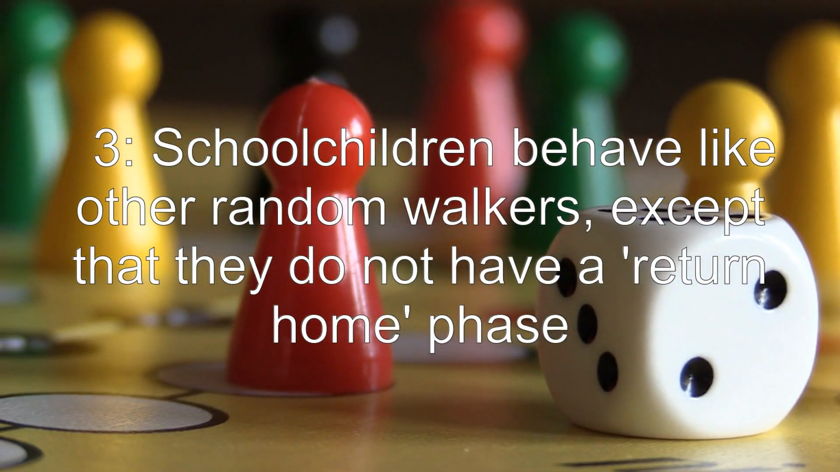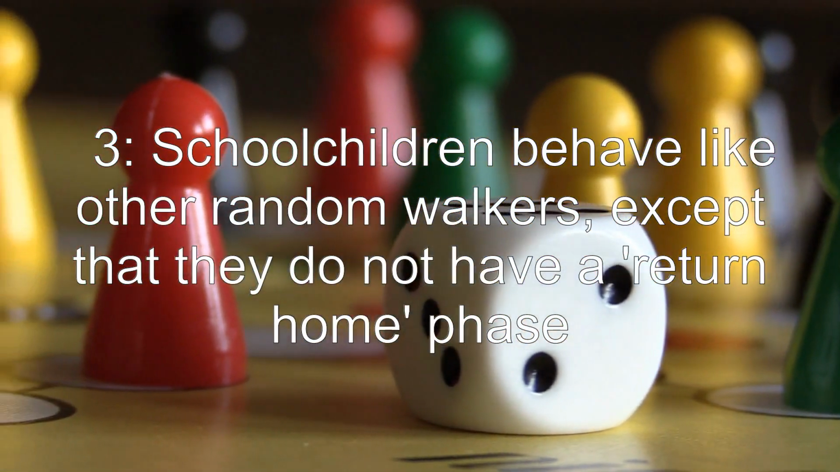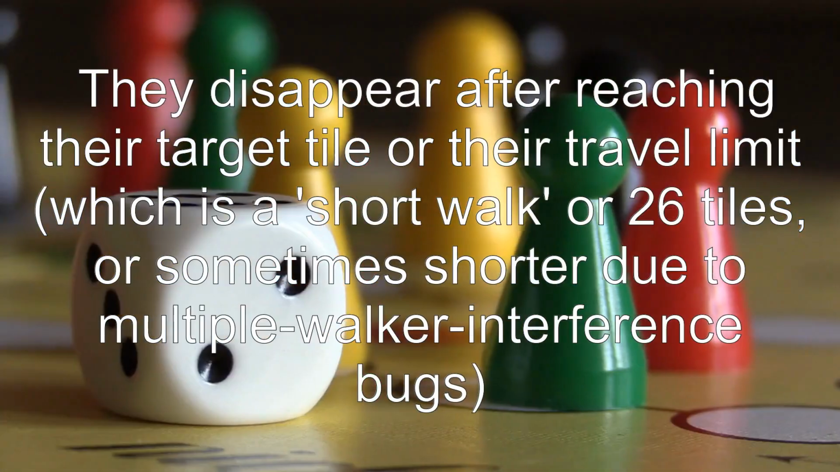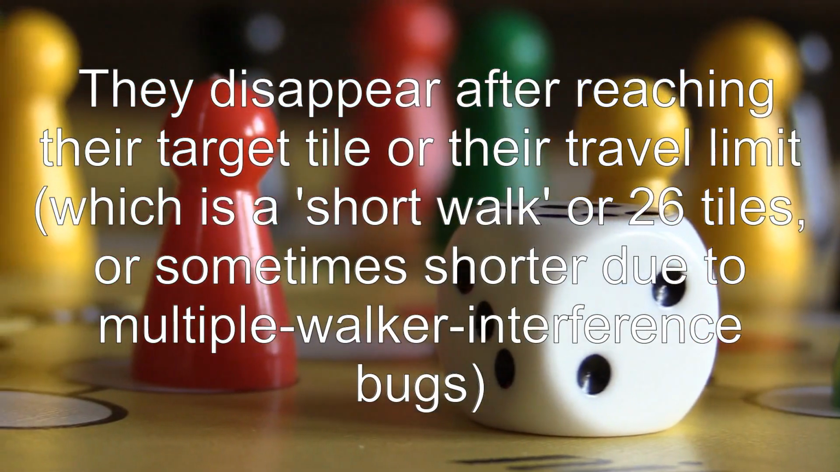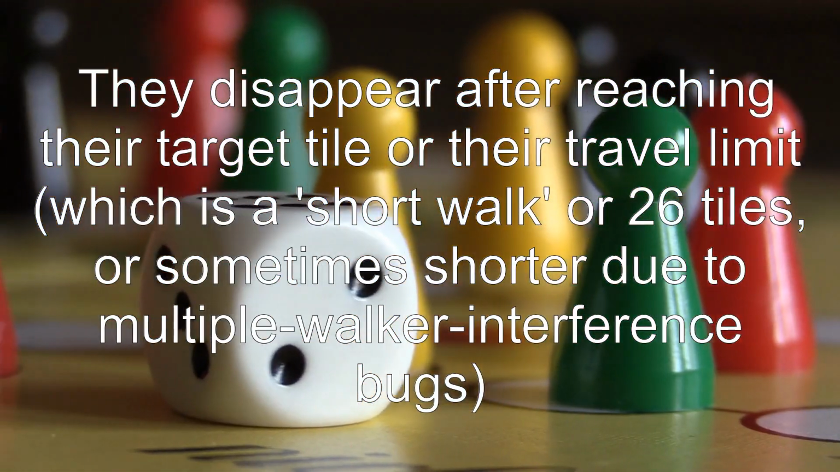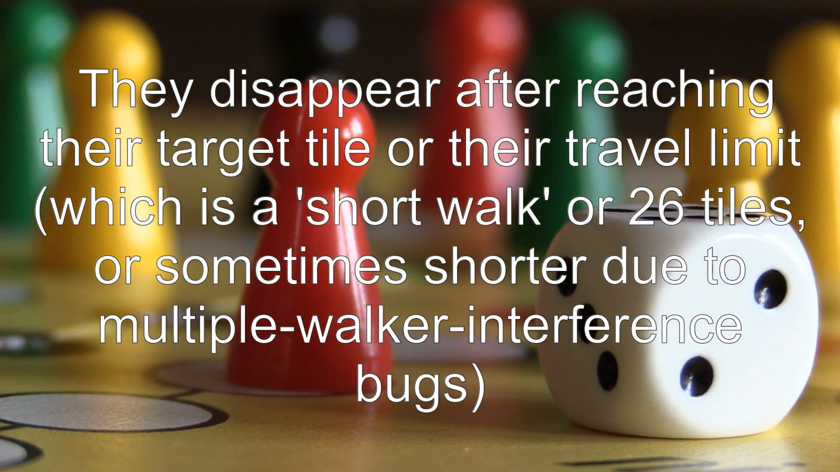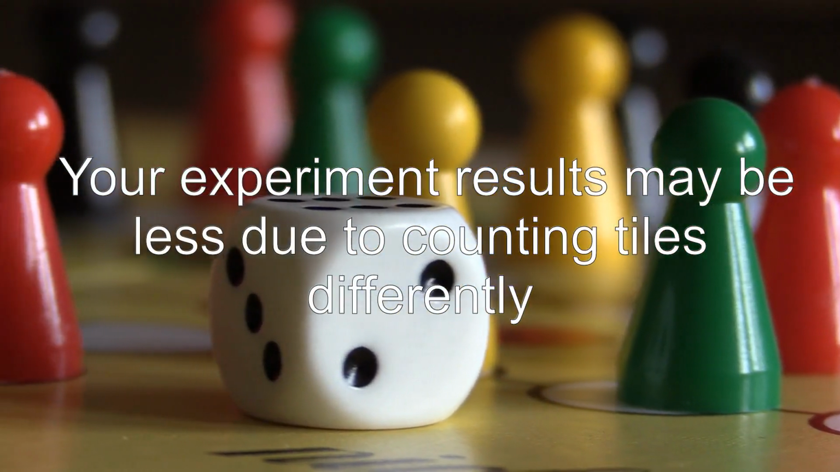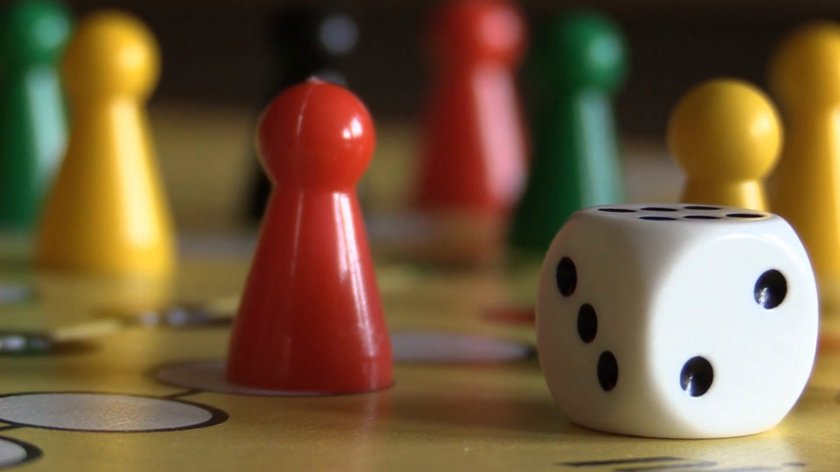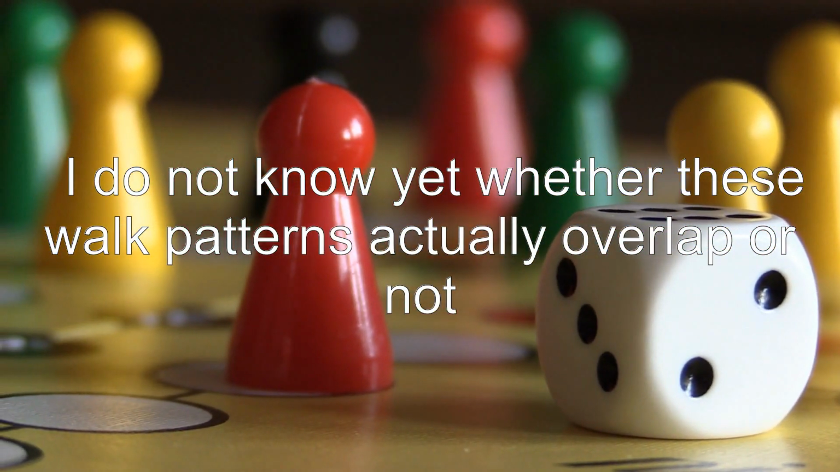Schoolchildren behave like other random walkers, except that they do not have a return home phase. They disappear after reaching their target tile or their travel limit, which is a short walk or 26 tiles, or sometimes shorter due to multiple walker interference bugs. Your experiment results may be less due to counting tiles differently. I do not know yet whether these walk patterns actually overlap or not.